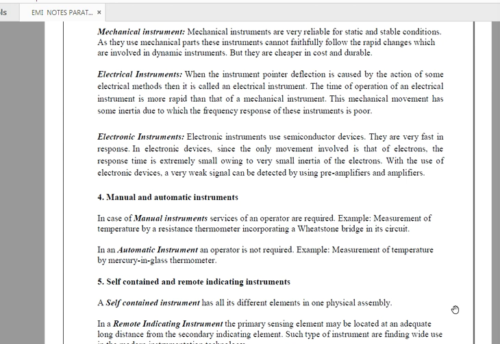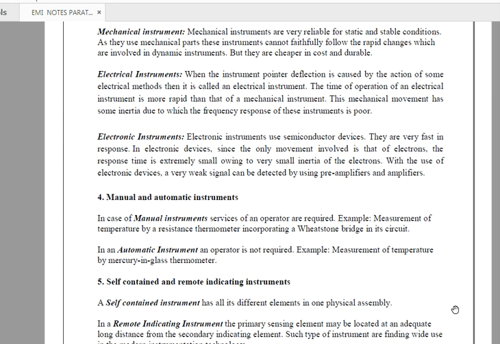When it is an automatic instrument, an operator is not required. In the case of automatic instruments, an operator is not required. As an example, we can give the measurement of temperature by a mercury in glass thermometer. When it measures the temperature, it measures automatically. The manual control or operator is not needed. That is known as an automatic instrument.